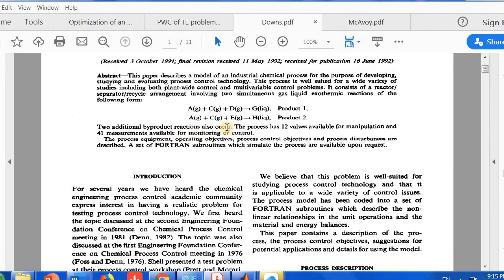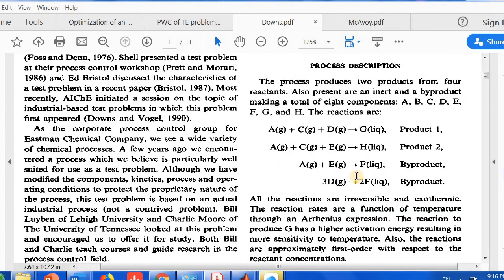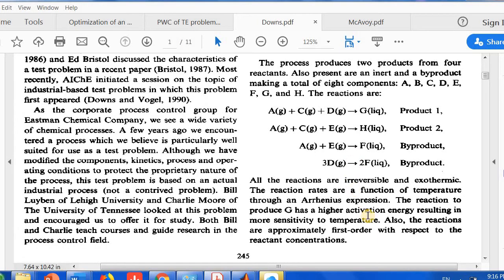So two additional byproduct reactions also occur. The process has 12 valves, as we said, 12 manipulated variables for manipulation, and 41 measurements available for monitoring and control. Great. So I have 4 reactions, 2 products and 2 byproducts, and all of them are irreversible. You need to read more about it. For example, it's written here that the reaction to produce G has a higher activation energy, resulting in more sensitivity to temperature. So G has a higher activation energy, which means G is more sensitive to temperature.